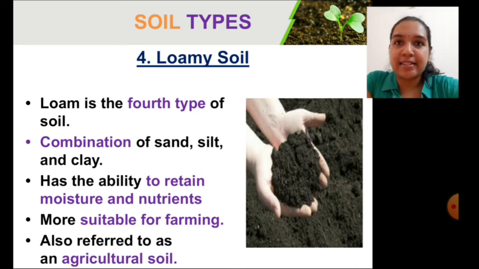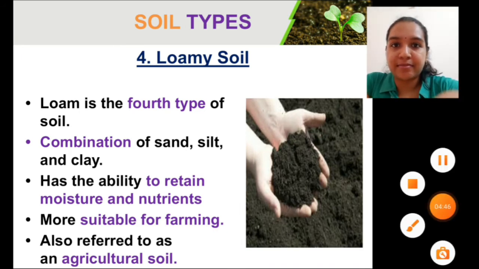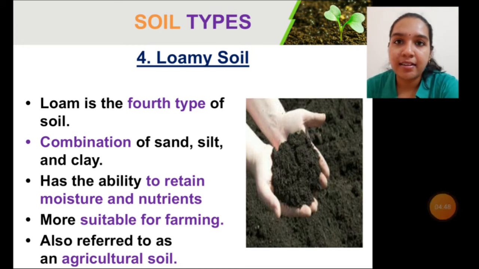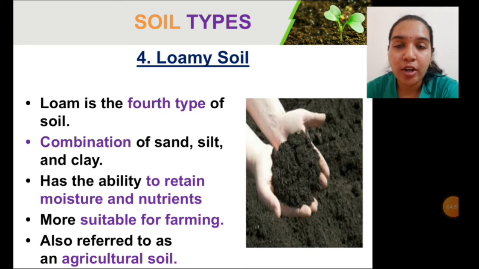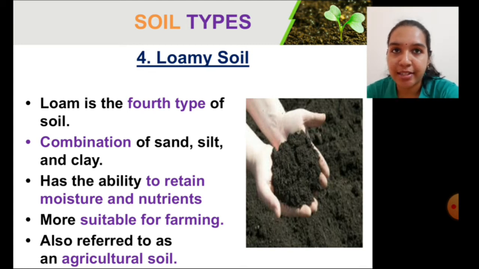The last type is loamy soil. It is the mixture of all other 3 soil types, that is, a combination of sand, silt and clay. So it has more capacity in retaining water, minerals and nutrients. It is best suited for agriculture. Hence, it is also referred to as agricultural soil. So, these are the 4 different types of soil.